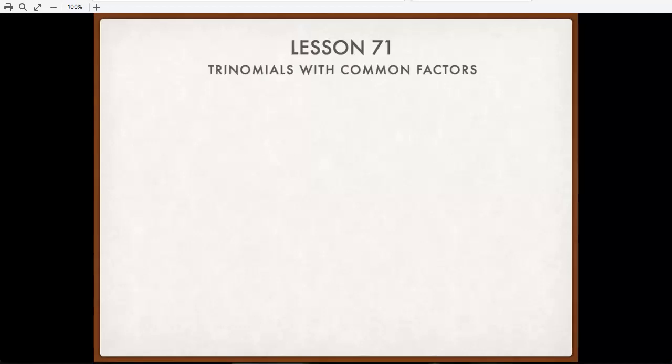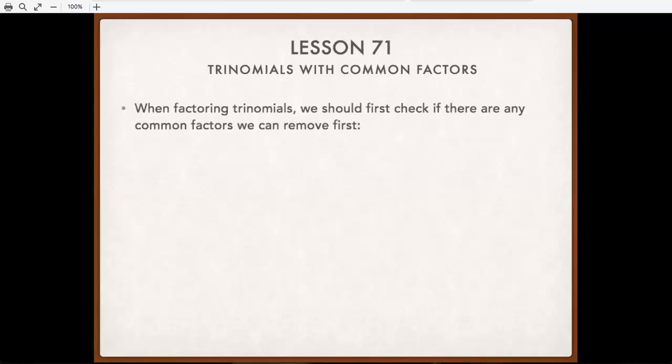Trinomials with common factors. We worked in the last lesson on factoring trinomials into binomials. Before we factor any trinomial, though, we should always check to see if there are any common factors that we can take out first. So for example, 4x cubed minus 4x squared minus 80x. Notice that each of those terms can be divided by 4x. So if we remove that first, it'll make our lives easier.